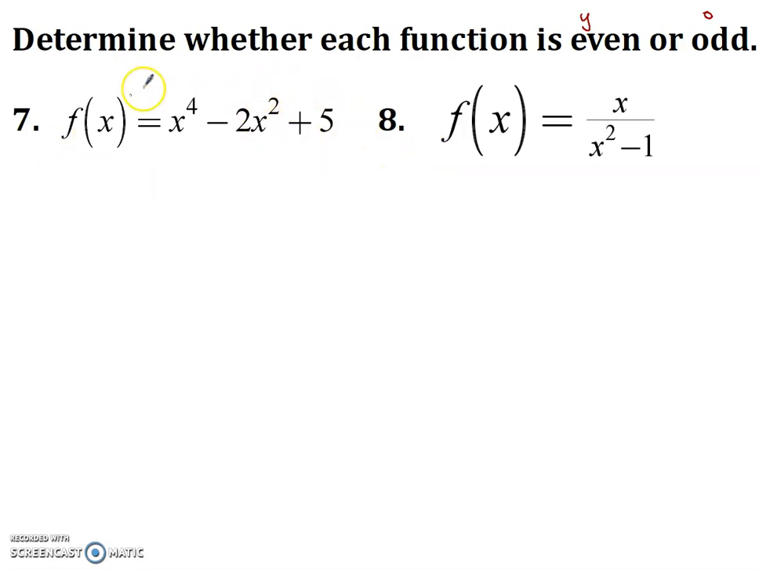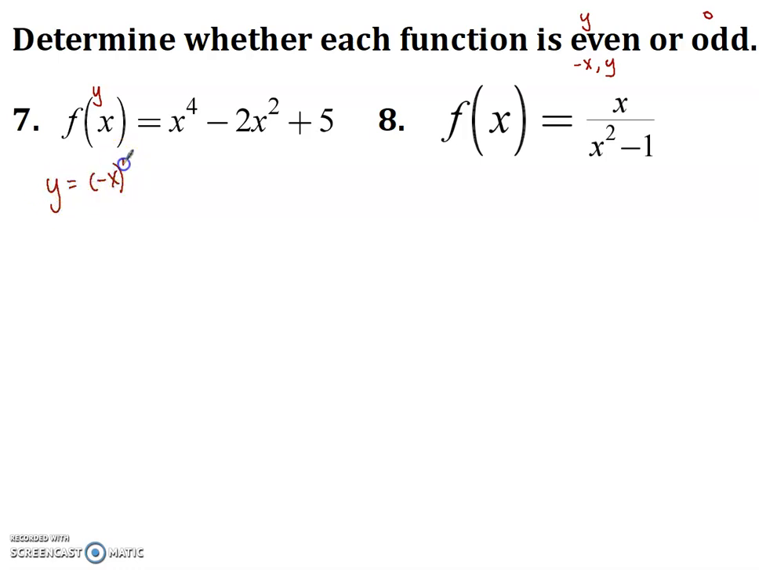So this first equation right here, we've got f of x, which is like our y, equals x to the fourth minus 2x squared plus 5. Since I've got even powers of x, I'm going to guess that this one is an even function, so I'm going to try even first. Remember, even is where you plug in the opposite of x and leave y the same. So I'm going to leave this part the same.